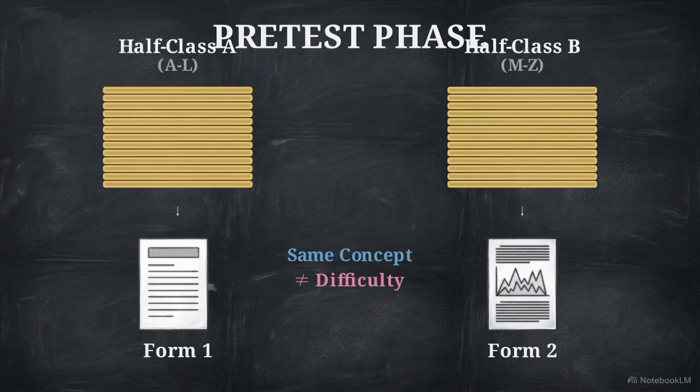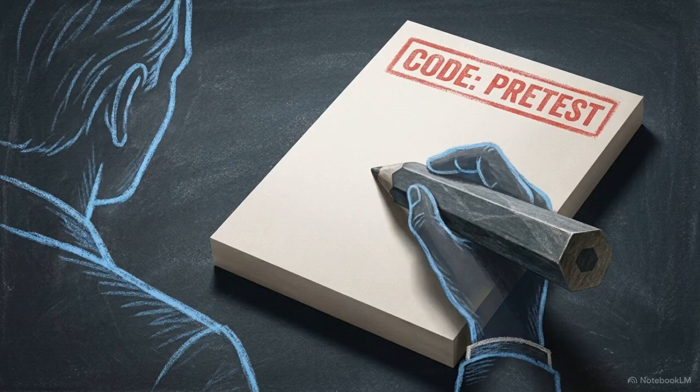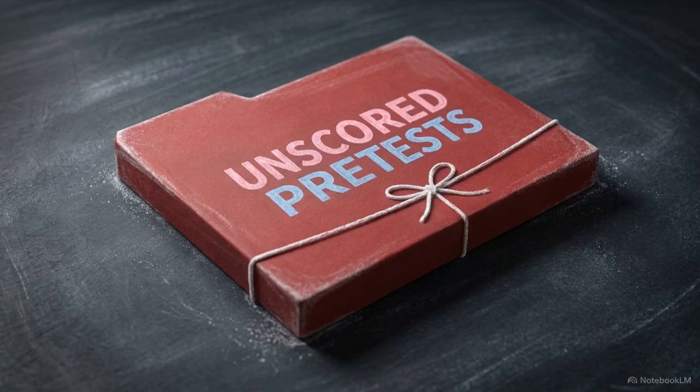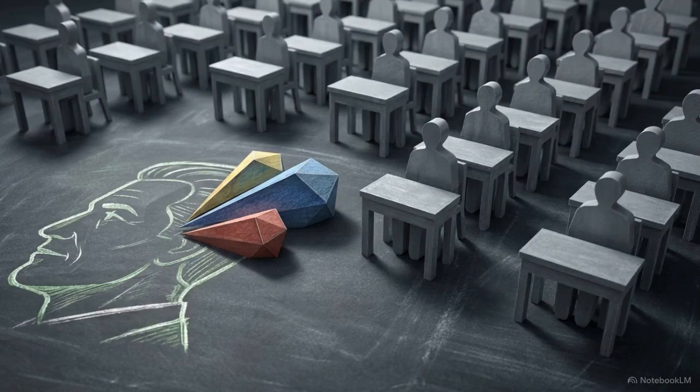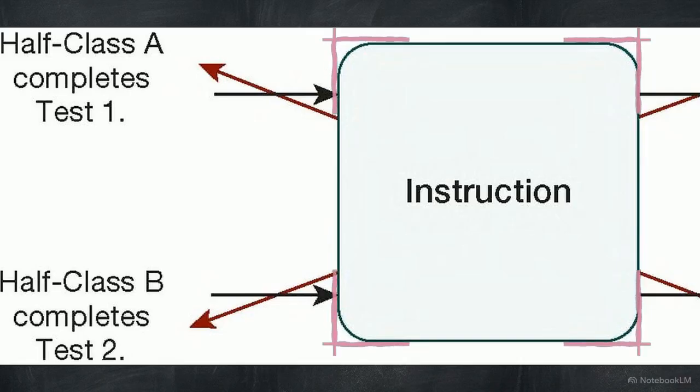During the pre-test phase, half Class A takes Form 1 and half Class B takes Form 2. Then comes a critical lockdown rule. Students write their names on the back, and the tests are coded so you know they are pre-tests, but they must remain completely unscored. This setup captures two parallel baseline measurements without contaminating the teacher's subjective perception of individual students before instruction begins. Focusing on the center block of this diagram, the instructional phase serves as the independent variable.